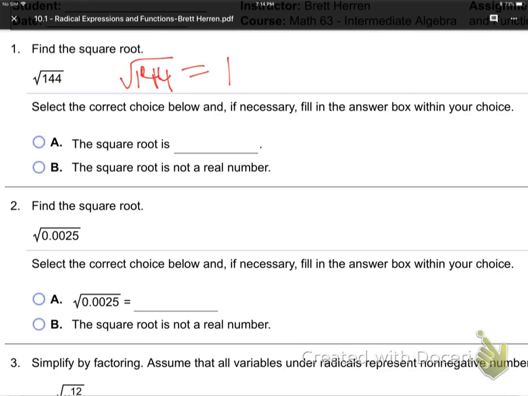Square root of 144 is 12. We good? You can just use a calculator. So what about square root of 0.0025? Just use your calculator. I think it's 0.05, isn't it? On the calculator there. All right.